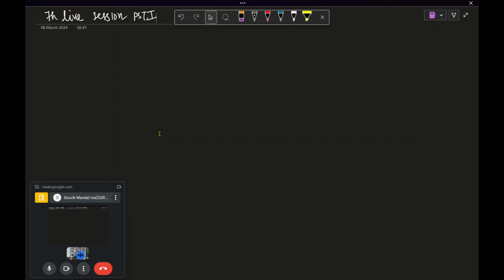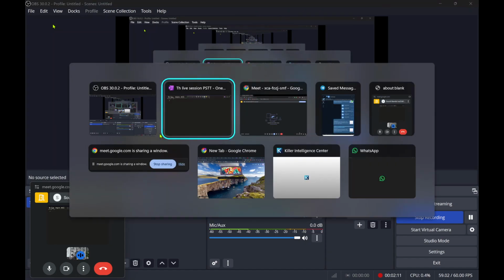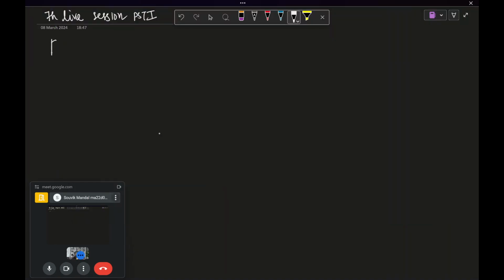Let's walk backwards. First we shall start with assignment one. Let's start with the sixth assignment. First we'll look into the objective, and then slowly we'll look at the subjective assignments. So this is the assignment.